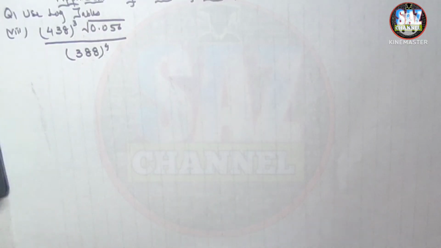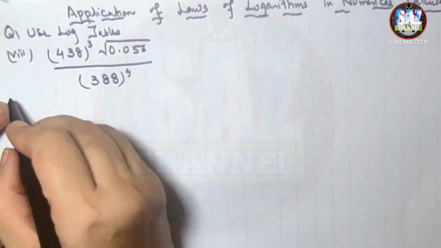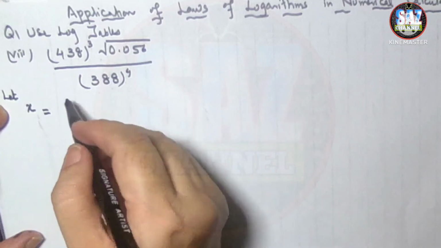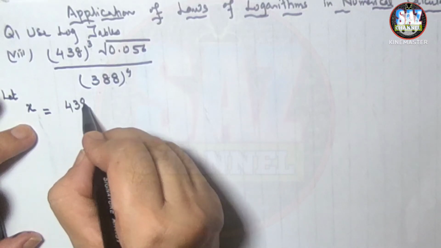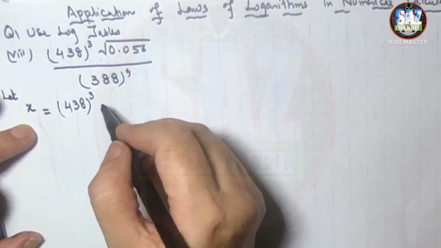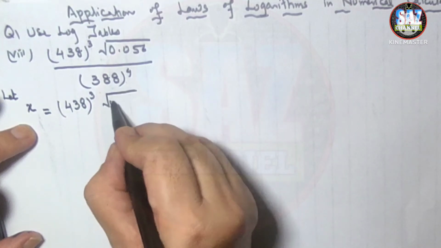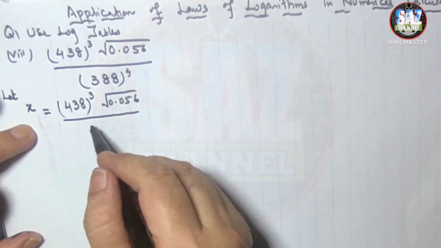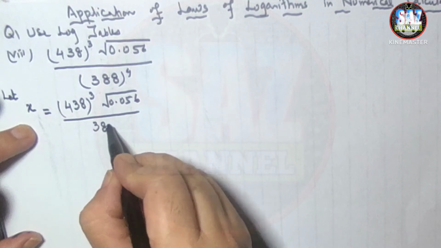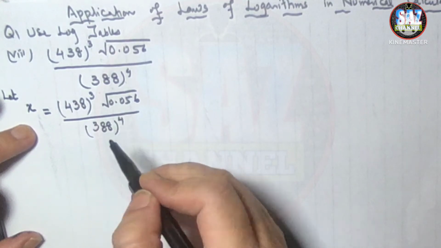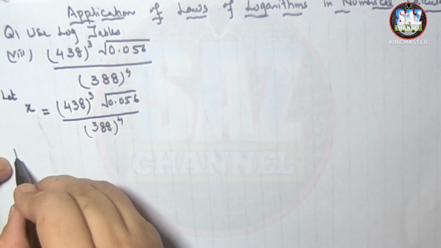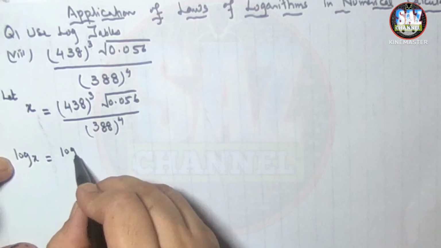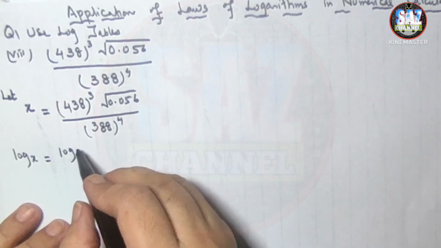So, first step, I hope all of you know that we suppose this number which is given to us is x, and this is 438 cube of this, multiplied by 0.056 and divided by 388 raised to power of 4. And now we have to take log on both sides. These 2-3 steps are common in all of the questions, so you have to have a good command of all these steps.